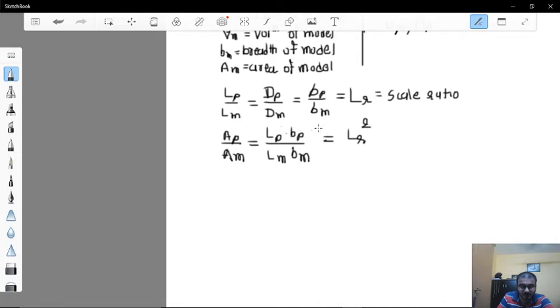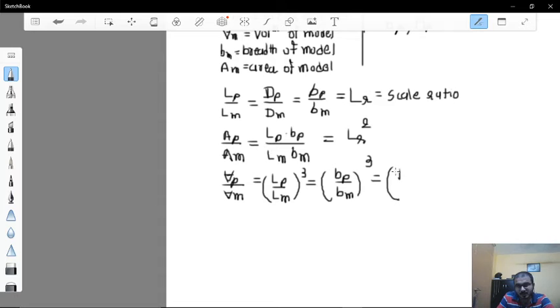We can also write down for the volume ratio, that is VP upon VM is equal to LP upon LM cube, or it can also be written as VP upon VM is equal to DP cube upon DM cube. So that is going to be LR cube.